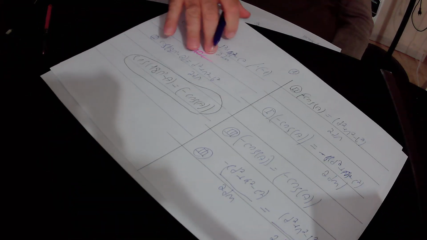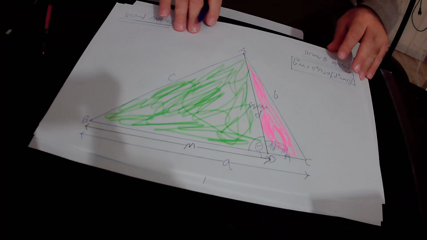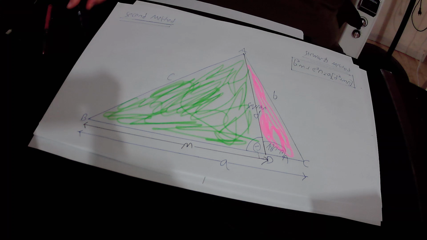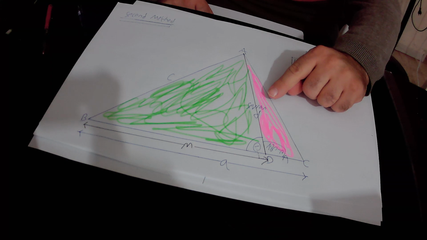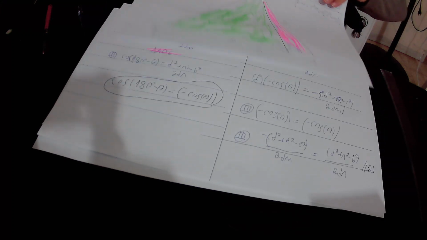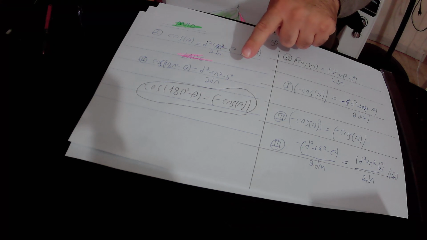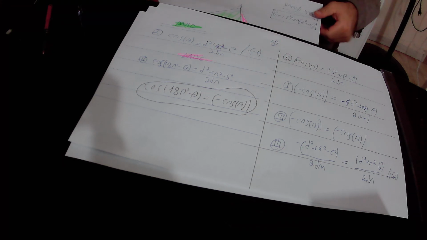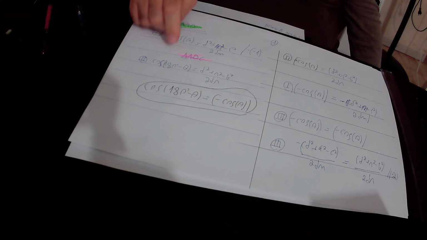Likewise, we implemented the law of cosines in the pink triangle, triangle ADC. According to the law of cosines, cosine of 180 degrees minus theta equals d squared plus n squared minus b squared over 2 times d times n. We have the trigonometric identity that cosine of 180 degrees minus theta equals minus cosine theta. Therefore, we can substitute cosine of 180 degrees minus theta by minus cosine theta.